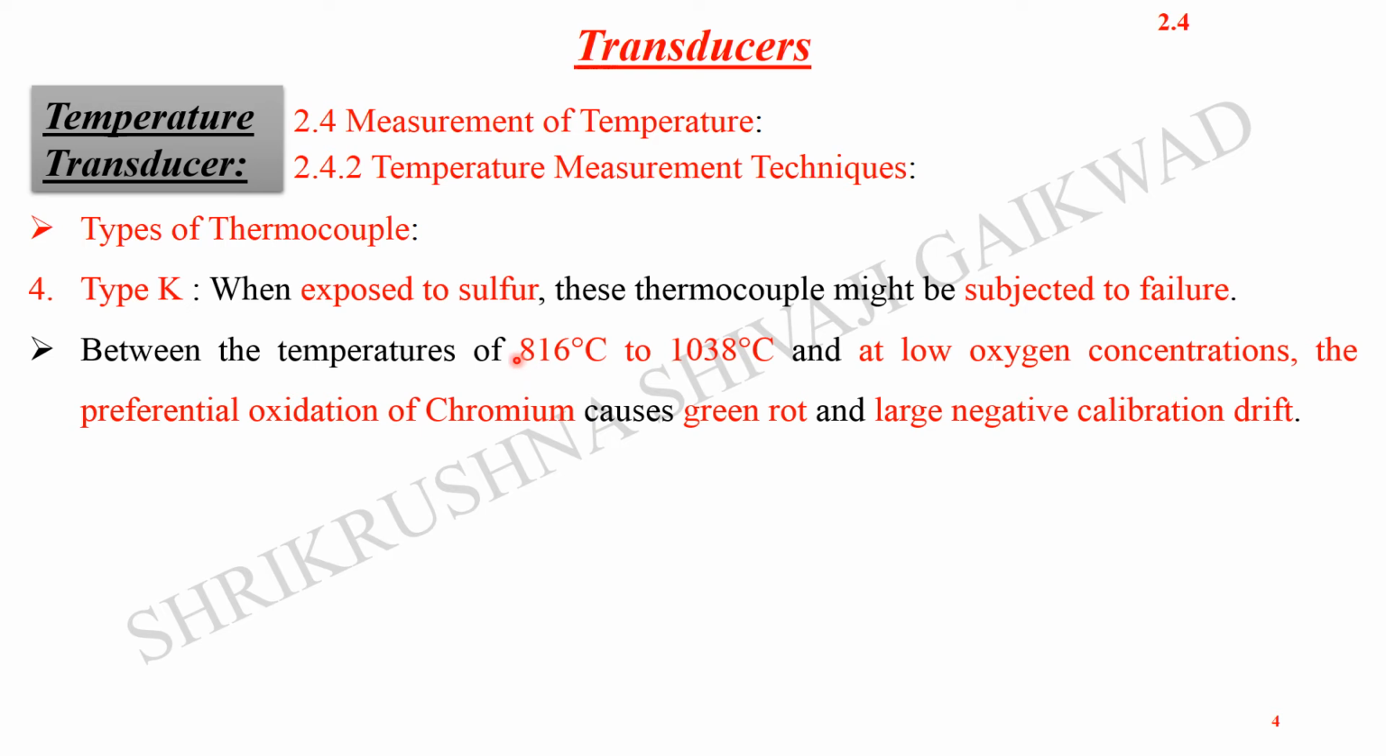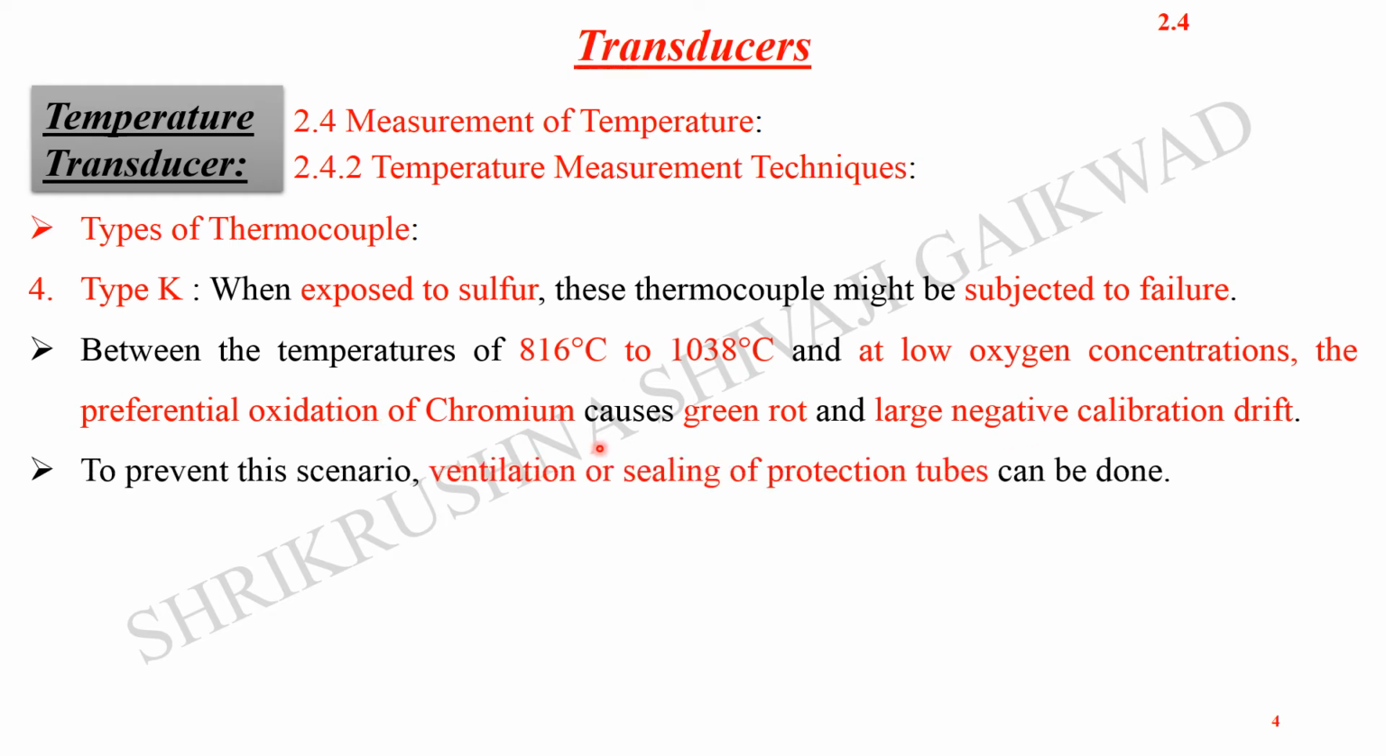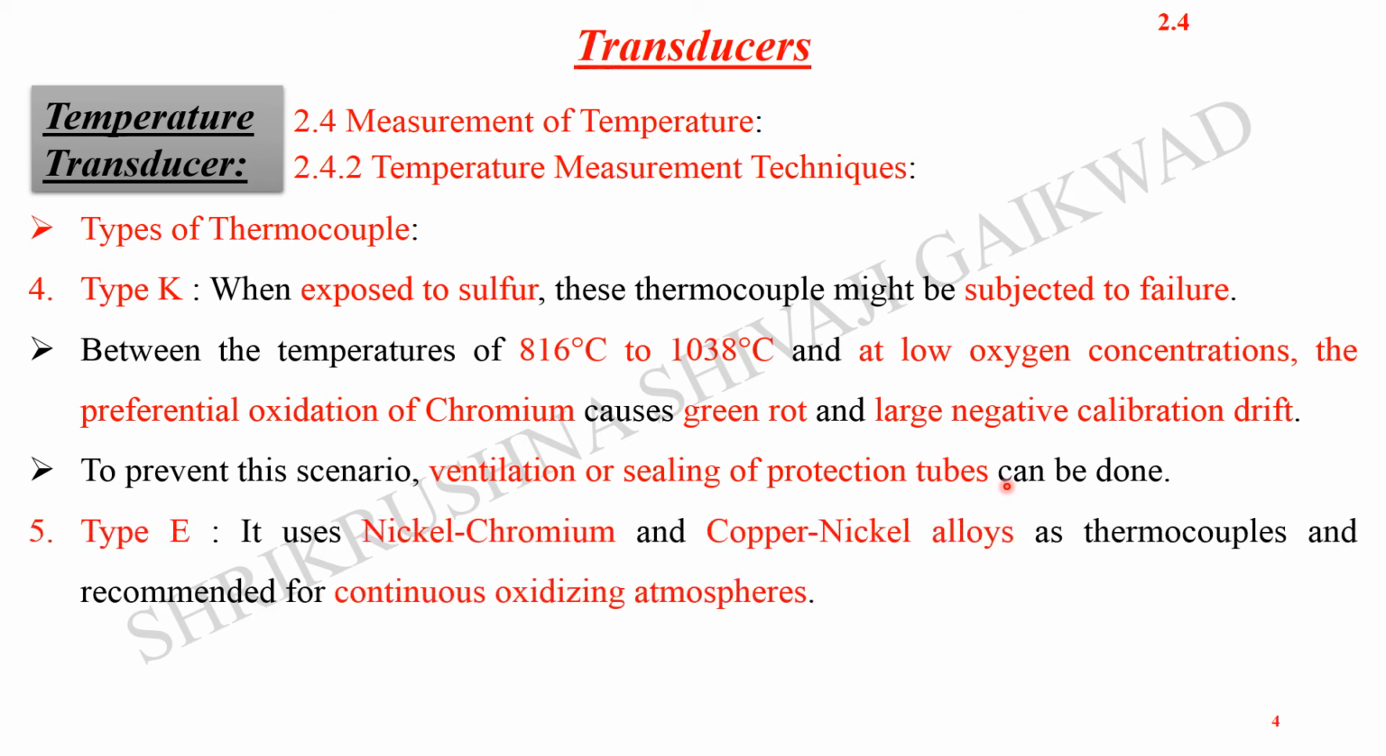Between the temperature ranges from 800 degrees to 1000 degrees Celsius, just above 1000 degrees Celsius, and at low oxygen concentrations, the preferential oxidation of the chromium causes the green rot, and large negative calibration drift occurs within this kind of thermocouples. To prevent such a scenario, ventilation or sealing of the protection tubes can be done.